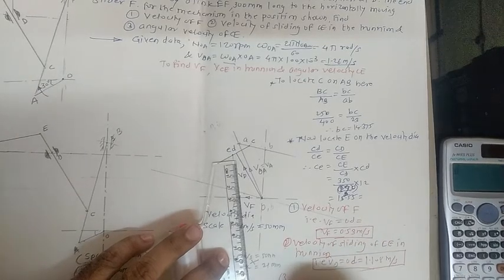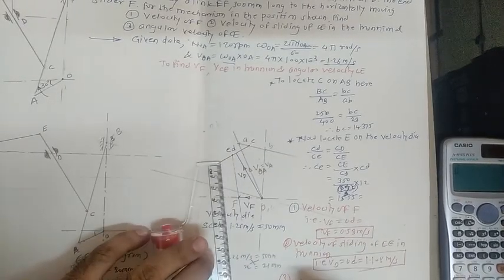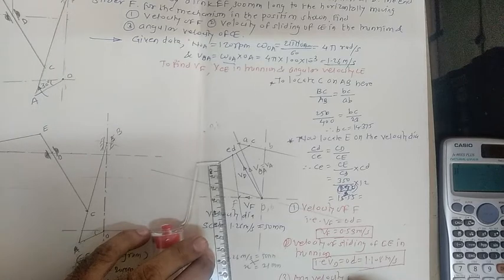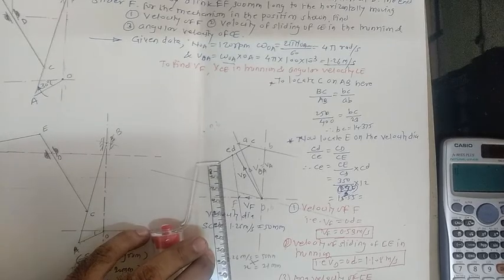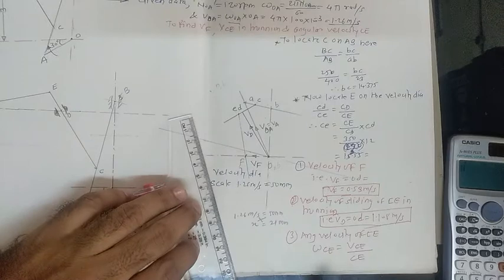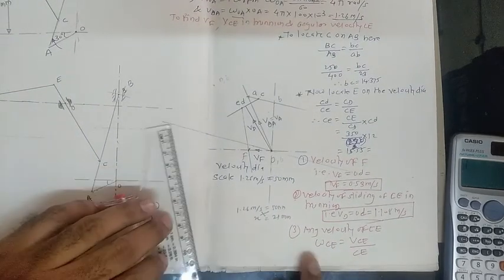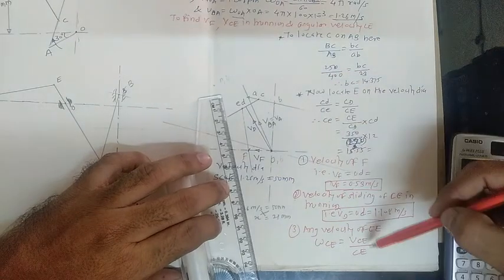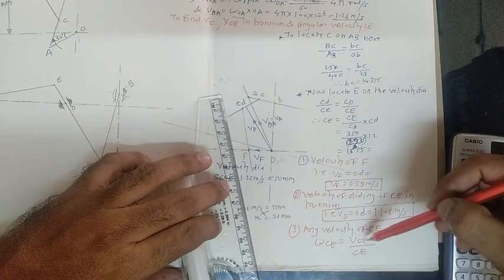Then next one, third one, velocity of the sliding CE in the trunnion. Okay, that point is over. The angular velocity of E, that is omega CE equals to omega BC is required divided by CE. So what's about this one? Angular velocity of the link C, for that VCE, angular velocity of the link CE.